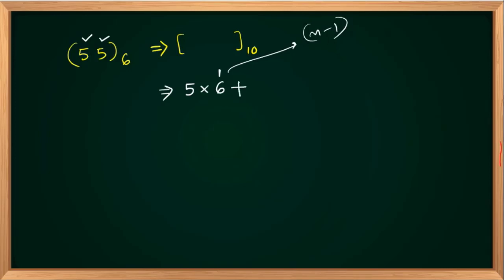Then sum with the other digit multiplied by base power 0. That is n minus 2. Number of digits minus 2. So we are having only 2 digits, so we'll have 2 terms, right? So that will give me 5 into 6 are 30, 30 plus 5, 35. 35 decimal. So to convert from lower base to decimal, you should take a continuous product, then add.